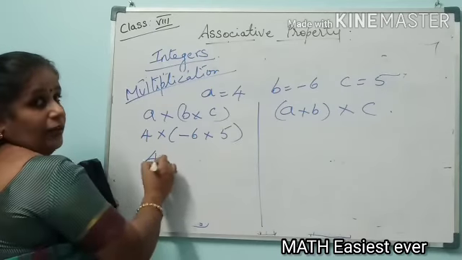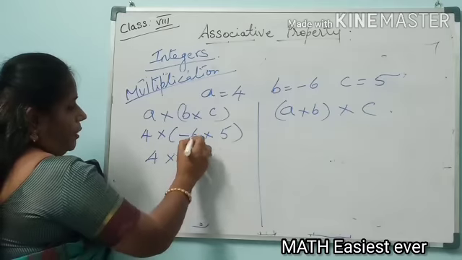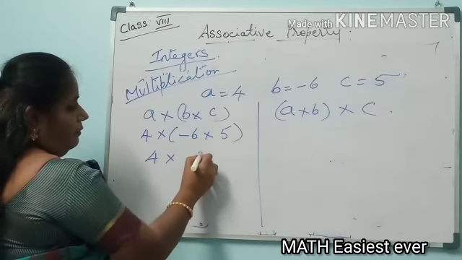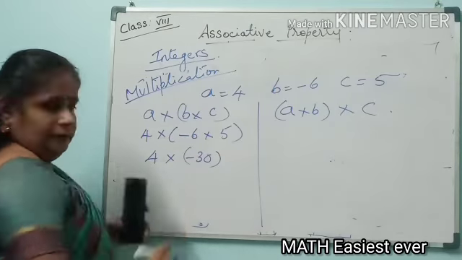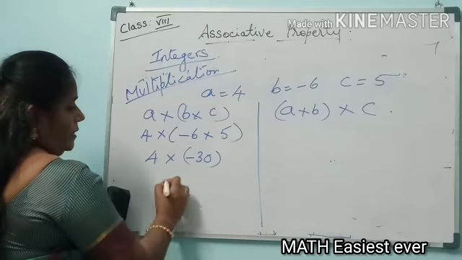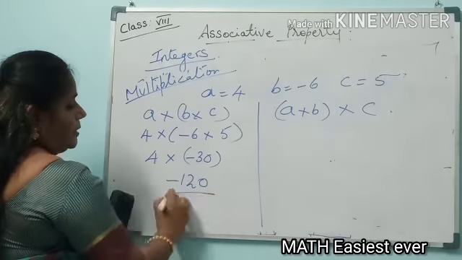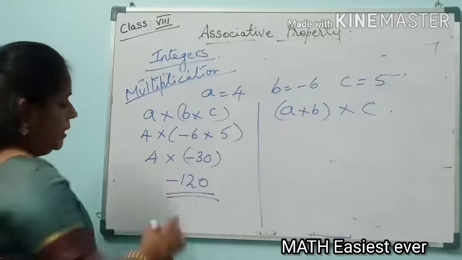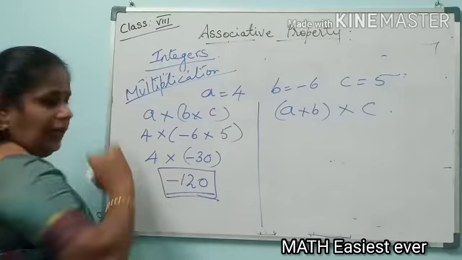So what will you get here? 4 into, first you have to do this, minus 6 and 5 is minus 30. So what is 4 into minus 30? 4 threes are 12, and plus into minus is minus. So minus 120 you will get.